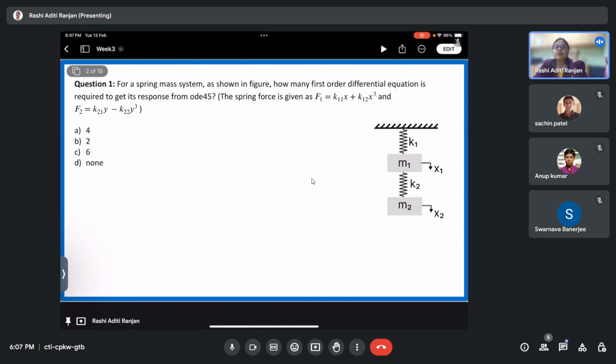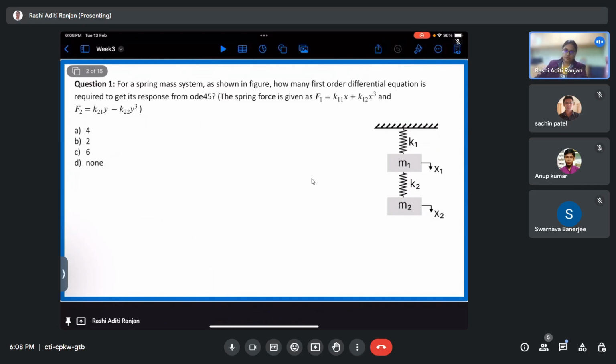Now in the case of ODE45 or the RK4 method, we use a first order differential equation in order to get its integration, right? But in the case of a second order or third order differential equation, how do we proceed? We usually convert the third order differential equation into three first order differential equations, right? So from there comes the question: for a spring mass system as shown in the figure, how many first order differential equations are required to get its response from ODE45?